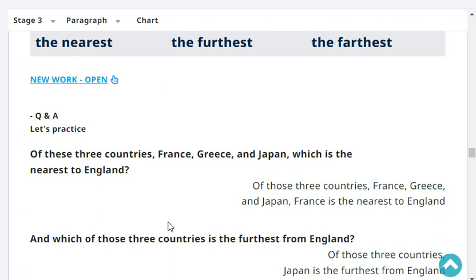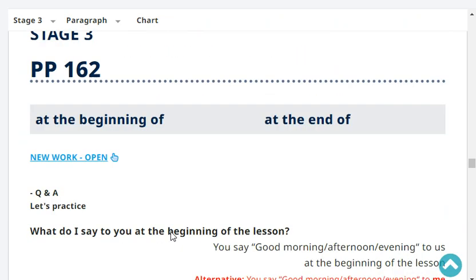Of these three countries, France, Greece, and Japan, which is the nearest to England? Of those three countries, France, Greece, and Japan, France is the nearest to England. And which of those three countries is the furthest from England? Of those three countries, Japan is the furthest from England. Perfect. Very good.